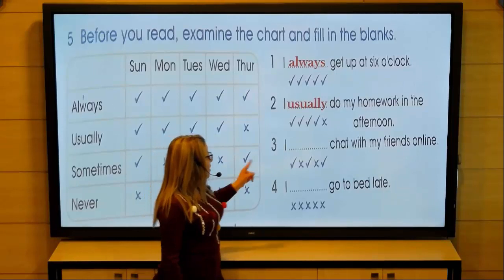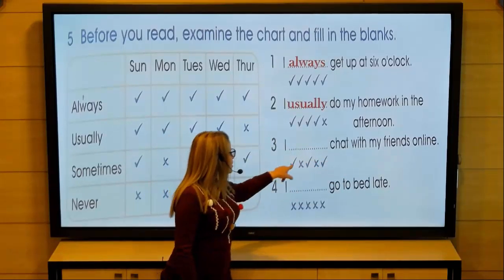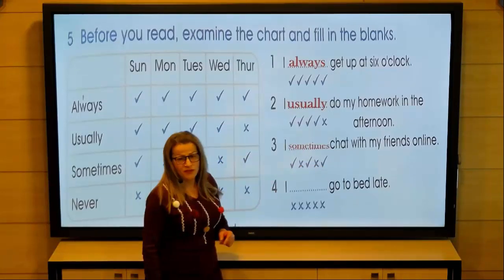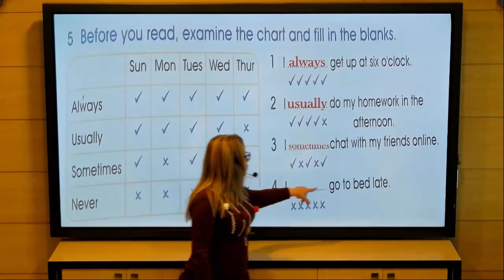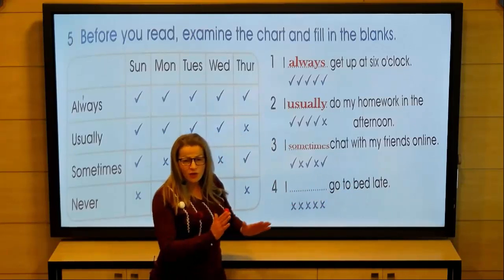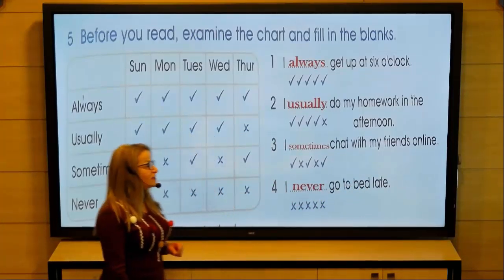3. I chat with my friends online. Look, we have 3 times, so you have to write sometimes. The last one of our examples, 4: I go to bed late. We don't have any time, so you have to write never.